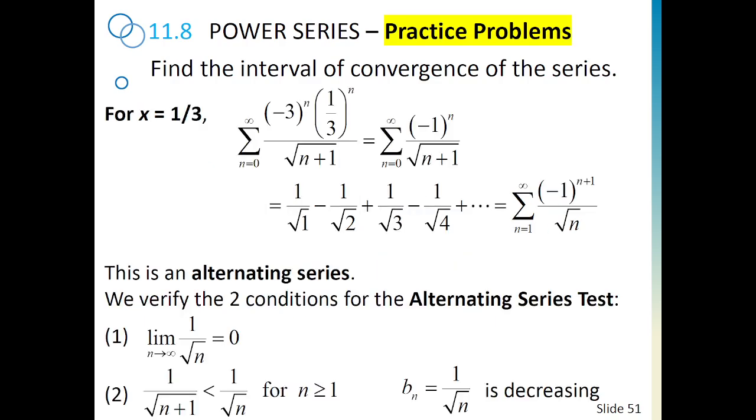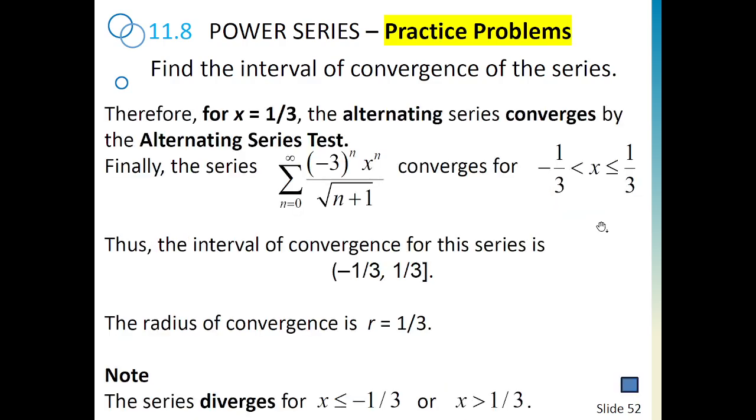Okay, so let's see what's happening at the point 1/3. I plug 1/3 in instead of x. So 3 to the power n will simplify, and I'll have minus 1 to the power n. Now I realize I have an alternating series. Maybe I could use the alternating series test and check the two conditions. They are both satisfied. It's straightforward, we just need to write it out. So by the alternating series test, this series is convergent.